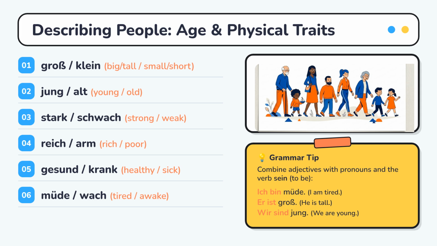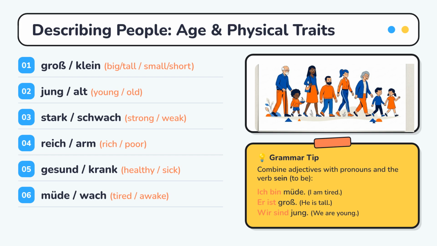Now, let's pivot to describing people. When using these, remember to pair them with the verb sein. For example, ich bin müde. Groß and klein, big and small. Jung and alt, young and old.